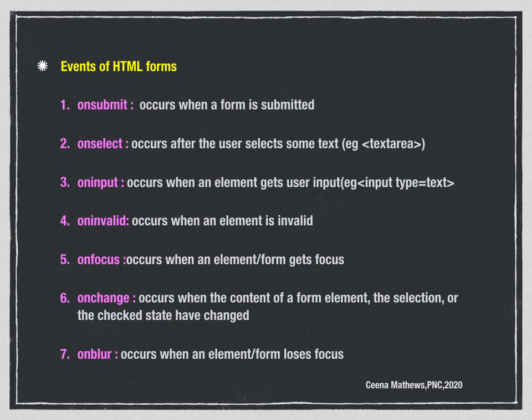And the next one is on invalid. This occurs when an element is invalid. Invalid here means if you give in the input type equal to text the attribute required, which means the user has to input some value into the box, and that will be considered invalid if the user doesn't enter any value in the text box.